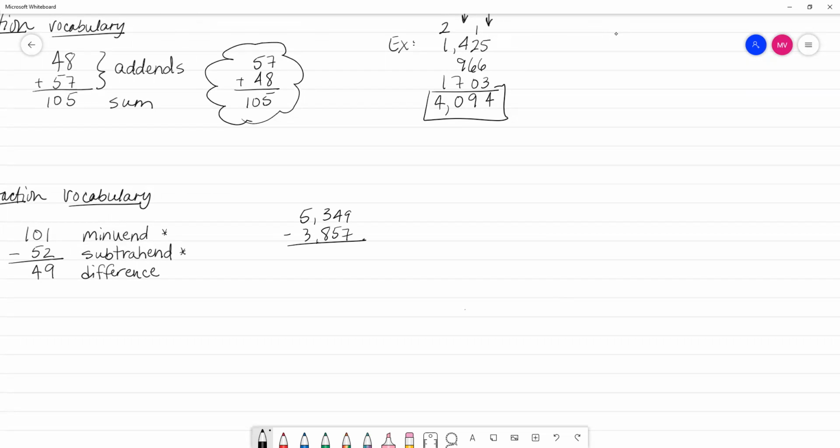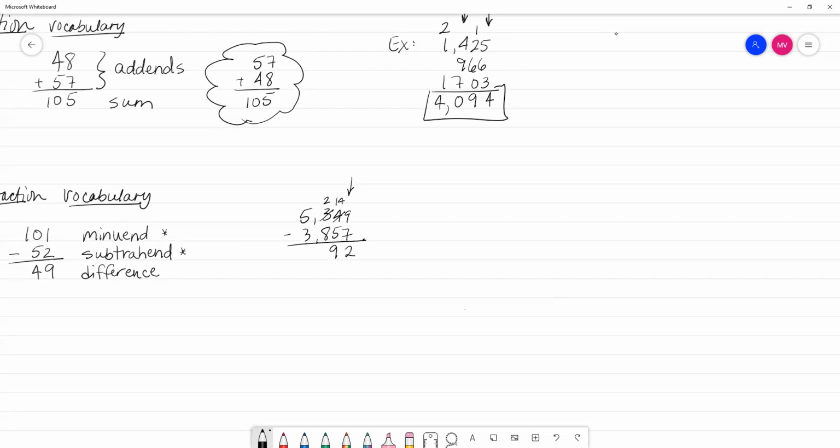All right, so first, again, you subtract the ones. 9 take away 7 is 2. And then you rename 100 as 10 tens, so it increases the number of tens to 14. The way we do that, we take 100, which is 10 tens. So instead of 300, that's 200, and we add it to the 4, which makes that a 14. So 14 take away 5, we can do. That gives us 9.